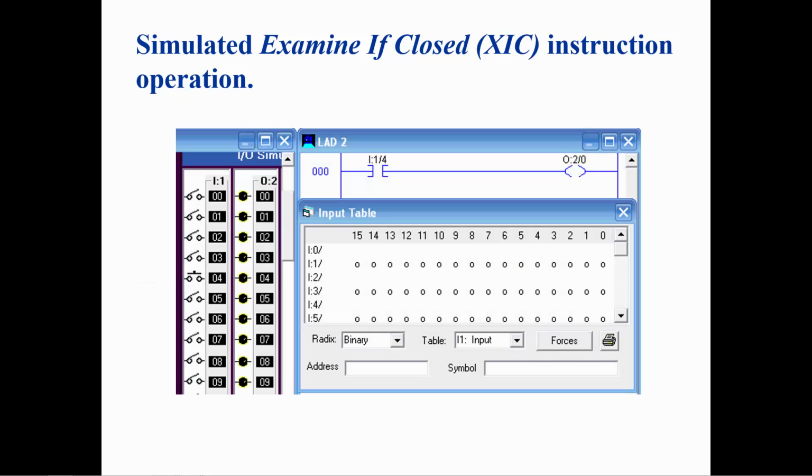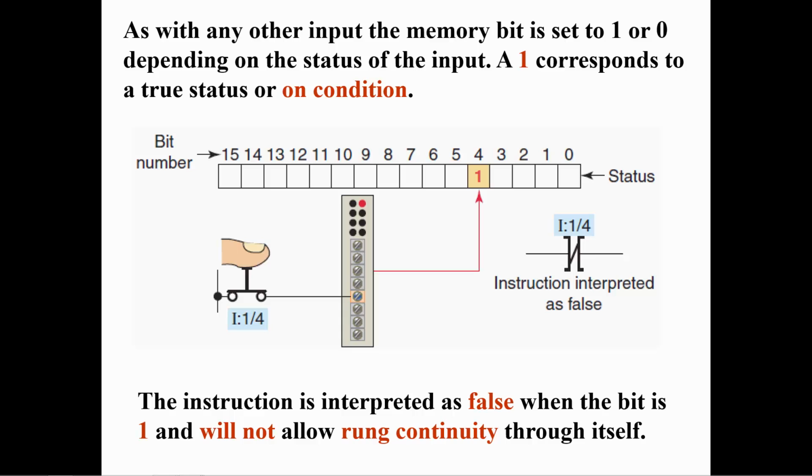When the switch is open, a 0 is placed in the input table. The examine if closed instruction will then not allow run continuity, just like an open relay contact will not allow current to flow. The examine if open instruction behaves very much like a normally closed relay contact.